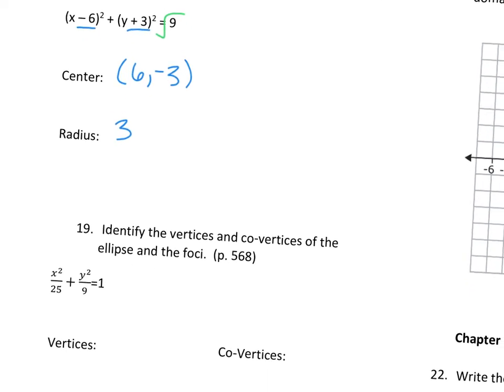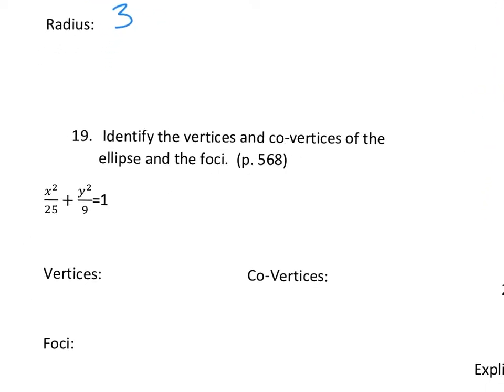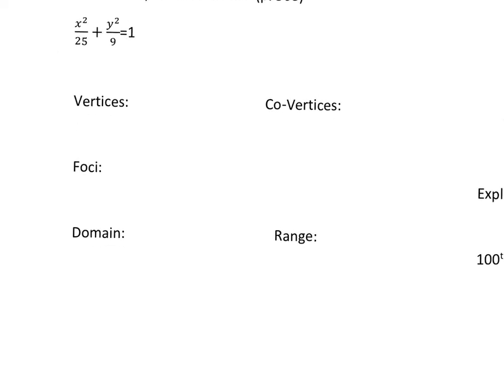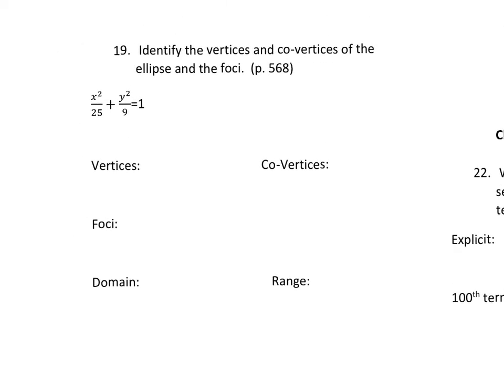And then number 19, identify the vertices and co-vertices of the ellipse and the foci. There's no graph on here, but this ellipse is stretched out on the x-axis. I know that because underneath, the x is greater. So I'm going to draw a sketch of this first. If underneath the x squared is 25, that means it's going left and right 5. And then on the vertical axis, it's going up and down 3.